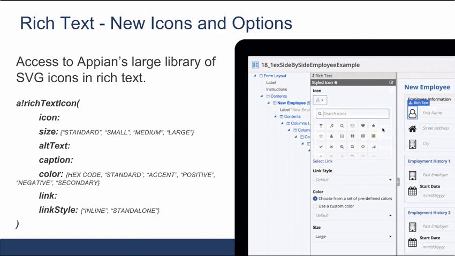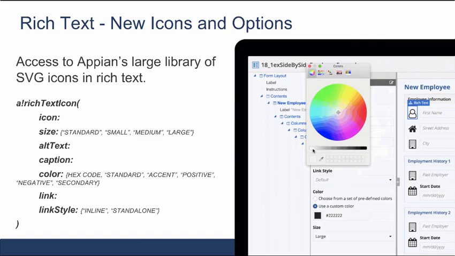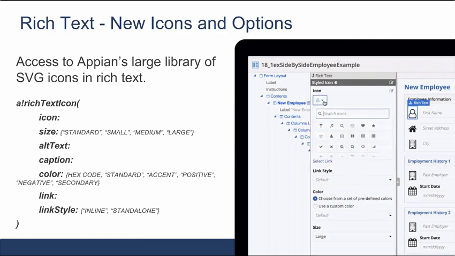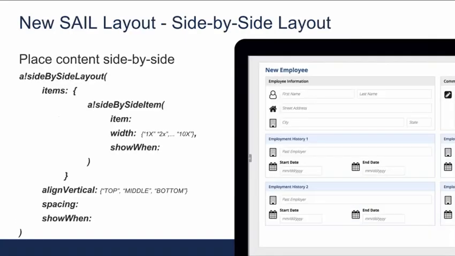You can also apply the standard color controls that we have for rich text, such as the accent, positive, negative, and secondary controls, and of course with the standard controls. And then finally, you can also apply the link style control on top of this.